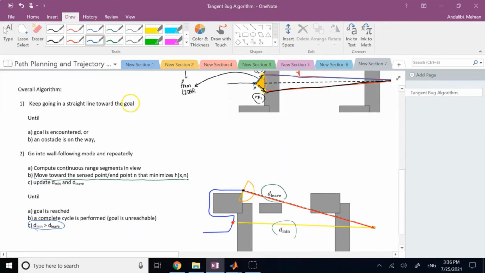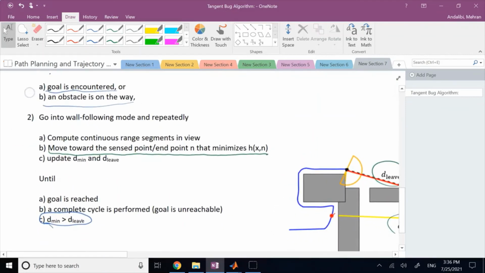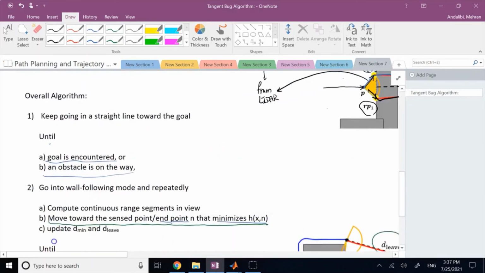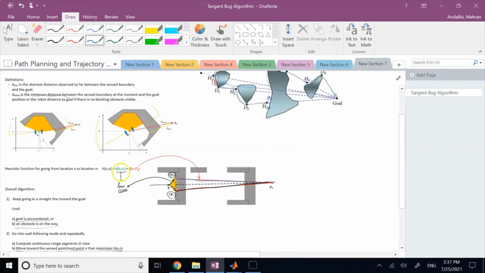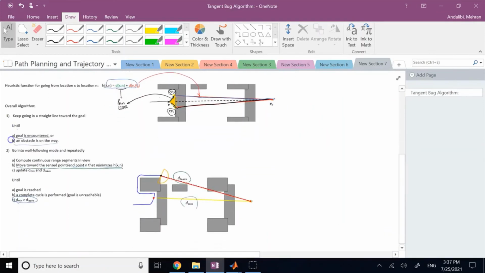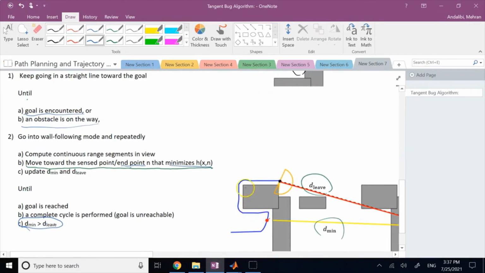Keep going in a straight line toward the goal until either you directly reach the goal, which is very lucky, meaning nothing was in front of you, or you sense there is an obstacle. When there is an obstacle, you have to go into wall following. But how do you decide which side of the wall to go, which direction? You look at the endpoint that minimizes your heuristic function, right? Which we defined here. You go toward that endpoint, and that tells you which way around the obstacle to navigate.